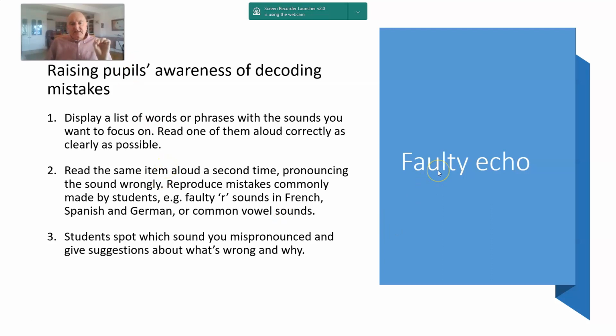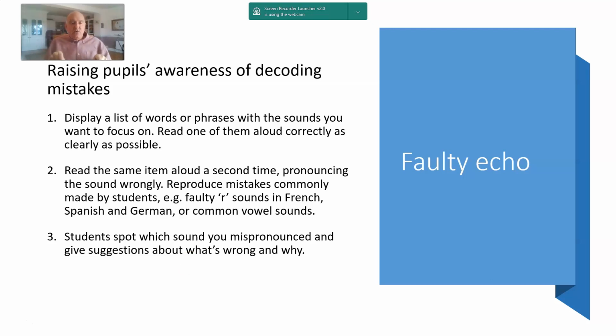This is an exercise designed by Gianfranco Conti, which he calls faulty echo. In this one, you display a list of words or short chunks featuring perhaps the sounds you want to focus on. Then you read one of them aloud correctly, as clearly as possible. Then you read the same item a second time, pronouncing it wrongly. So you want to focus on particular problem areas perhaps, and students have to spot the sound you mispronounced, and then that becomes the source of a discussion to do with sound and articulation.